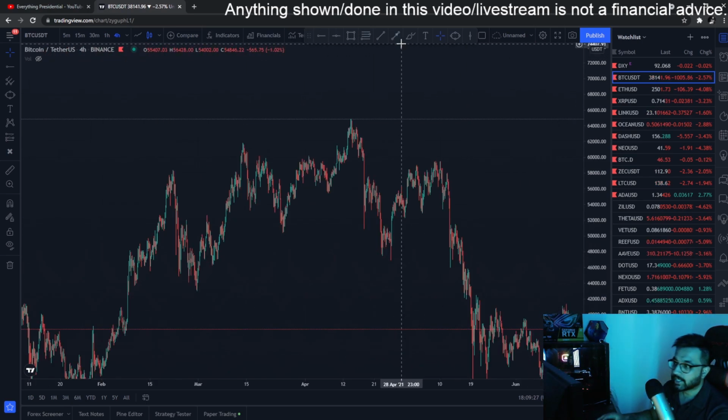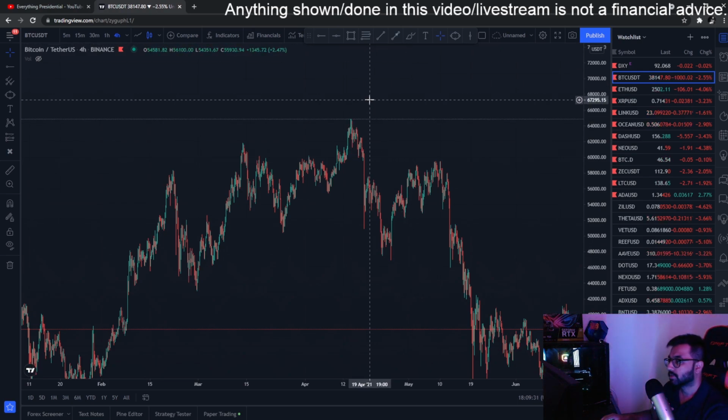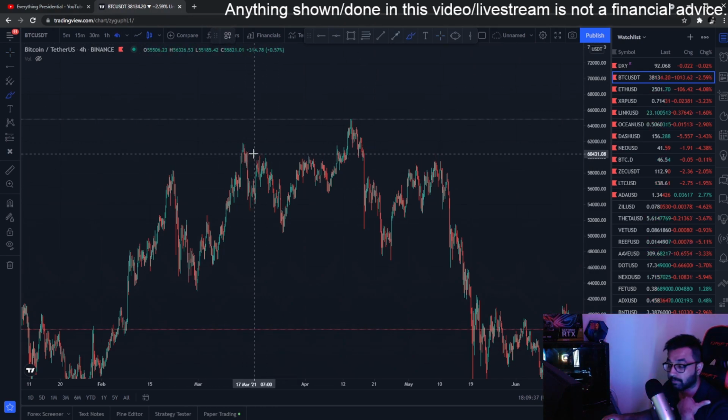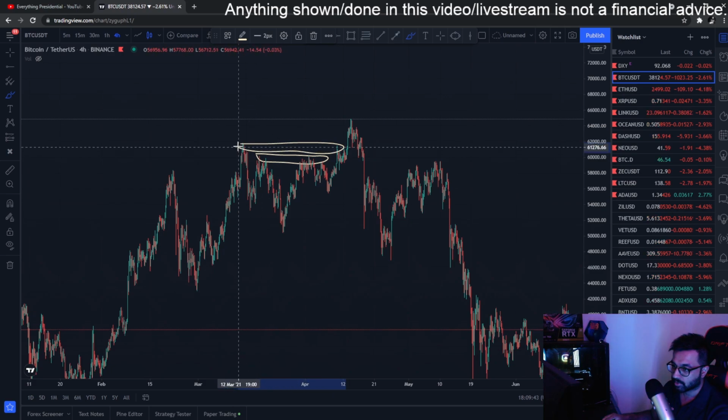Okay, so right here at the top of Bitcoin, when it reached almost 65,000 a couple of months ago, we can see that the market started creating, this is on the 4-hour time frame by the way, the previous example was on the 1 hour, equal highs, relative equal highs.